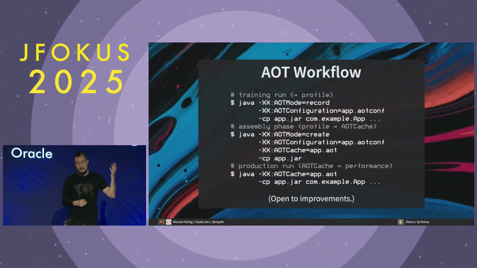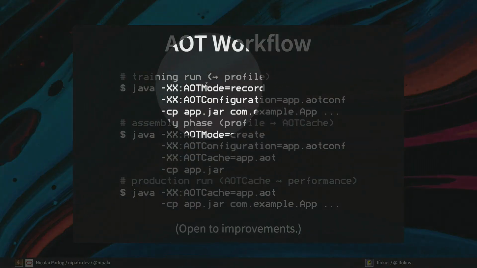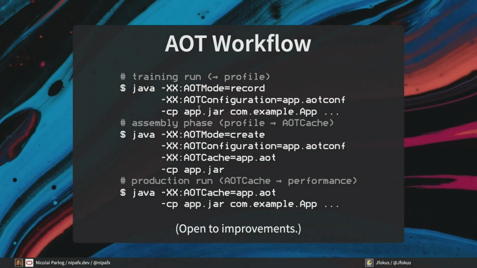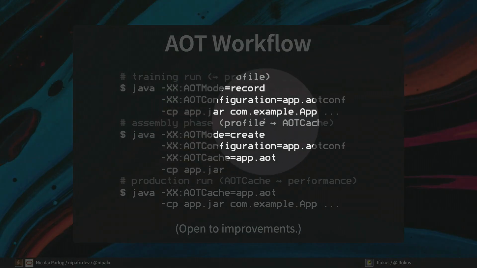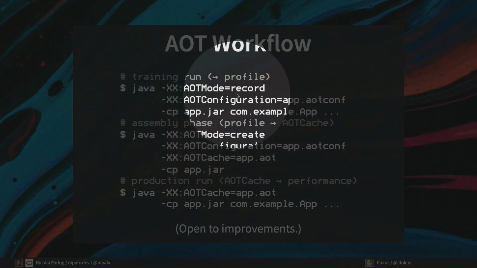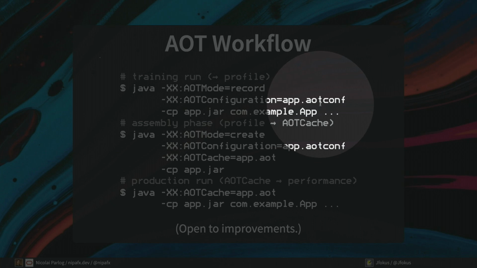And this is what this looks like in practice. So this is at the moment the process. This process will probably be streamlined in the future. It's still very early days in this. So the idea is that you launch your application. So down here's the class path, or the module path maybe. You launch your application here, and you set the AOT mode to record and give it a configuration to create.